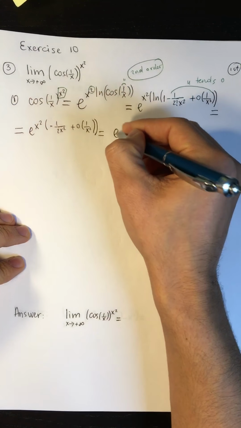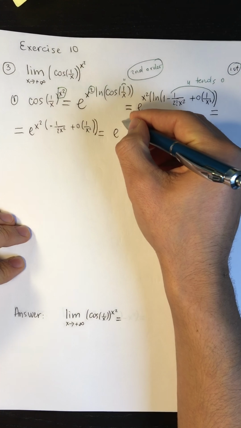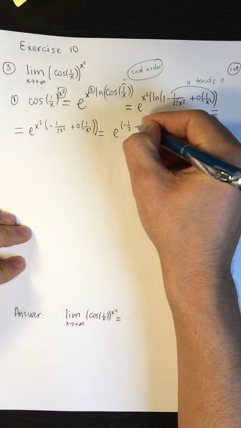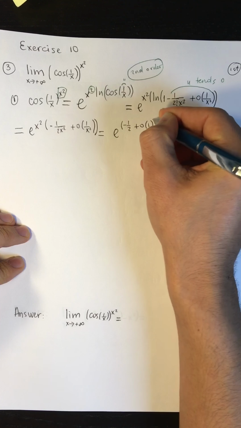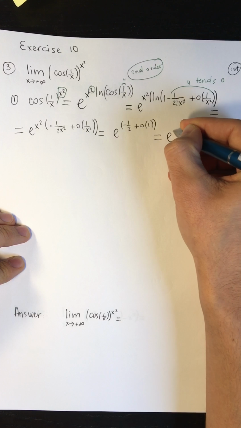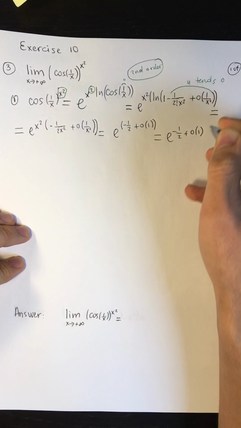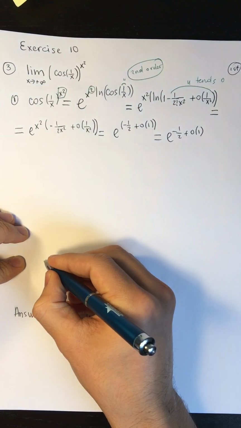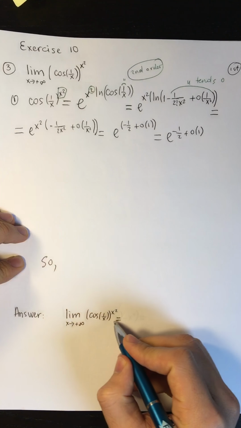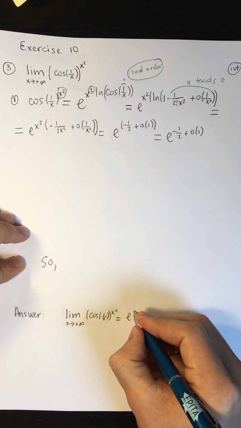And if you multiply, if x squared goes inside, you are going to have minus 1 over 2 plus O(1). So you have e to the minus 1 over 2 plus O(1). So right now, you just write this, and then you say, so the limit of this is equal to e to the minus 1 over 2.